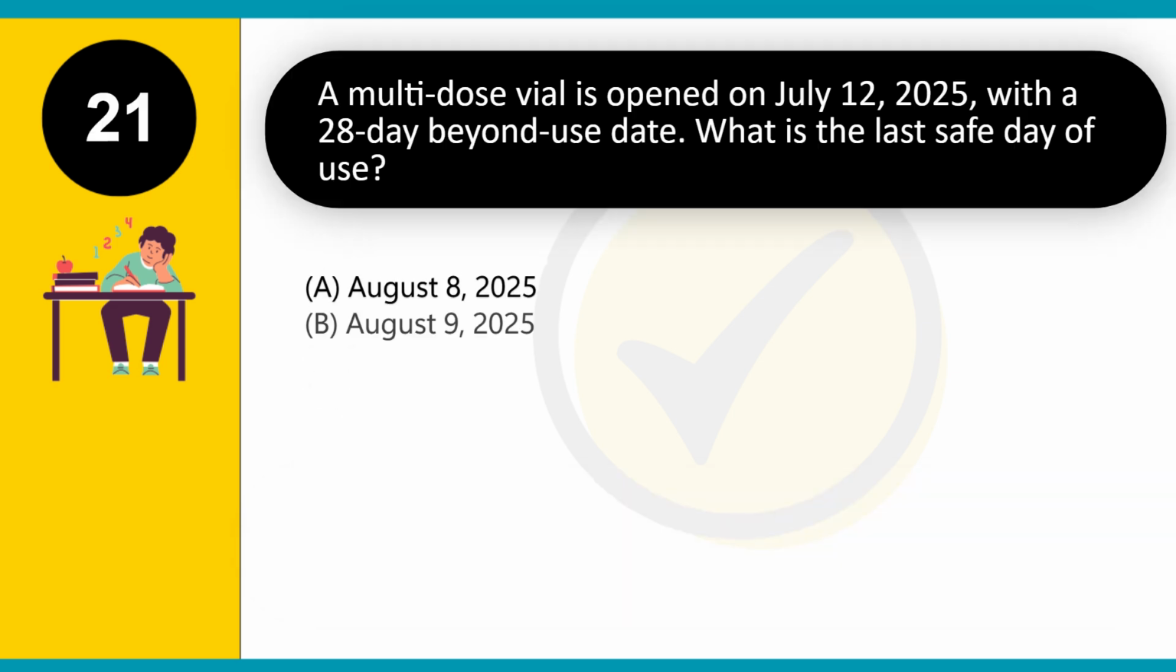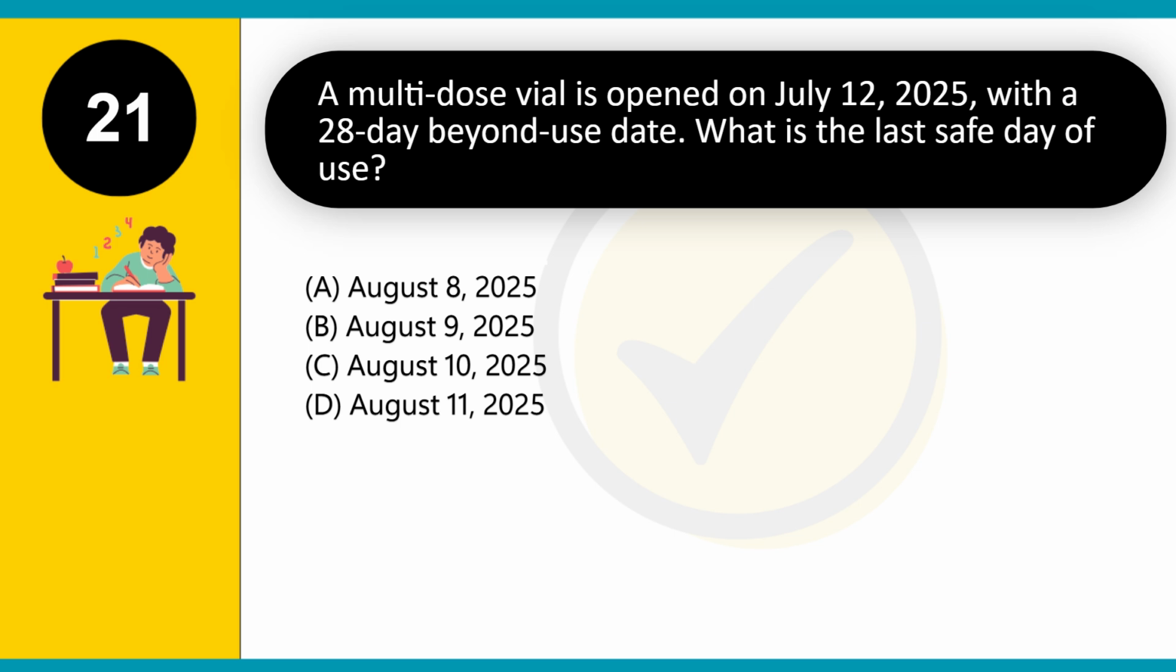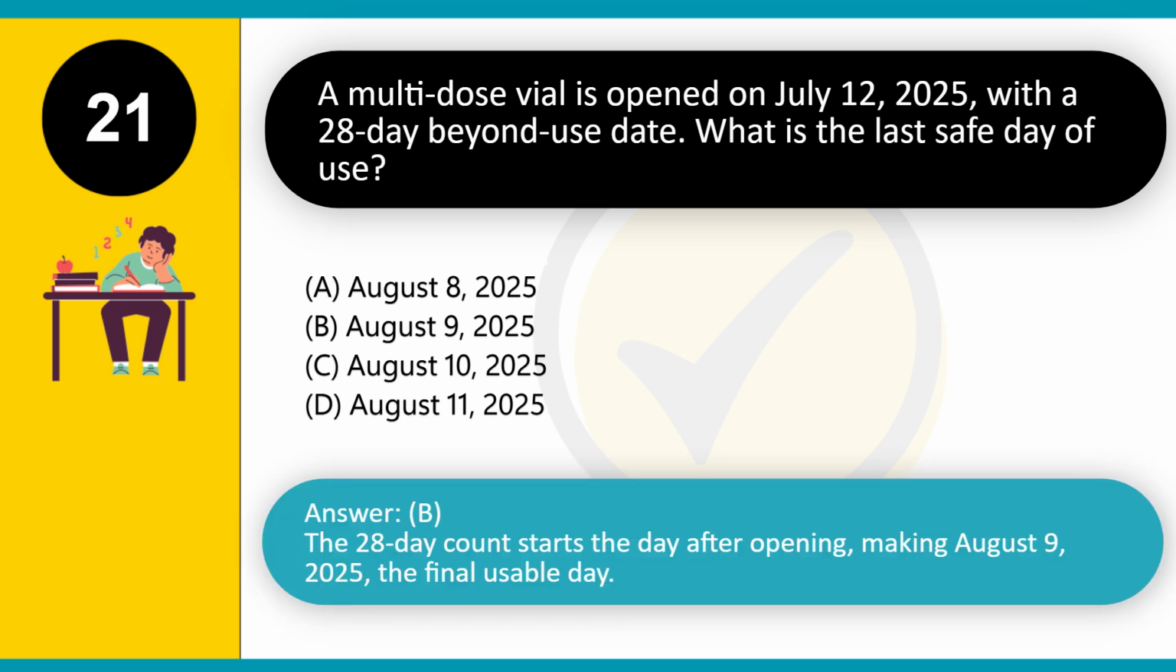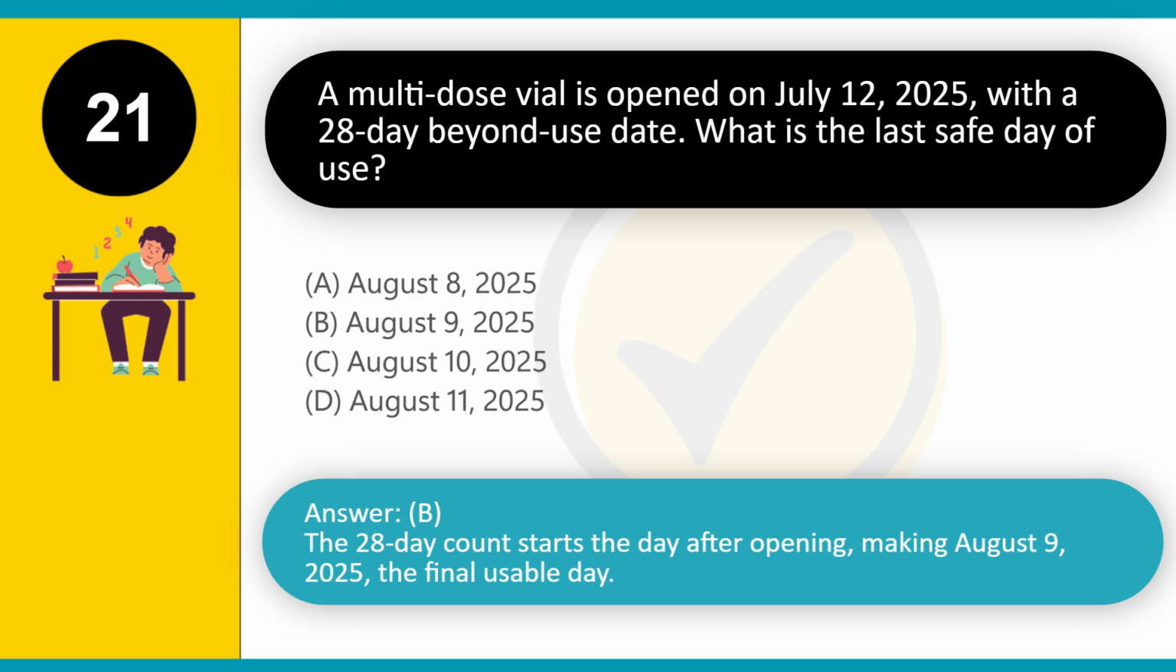A multi-dose vial is opened on July 12, 2025, with a 28-day beyond use date. What is the last safe day of use? A. August 8, 2025. B. August 9, 2025. C. August 10, 2025. D. August 11, 2025. Answer, B. The 28-day count starts the day after opening, making August 9, 2025, the final usable day.